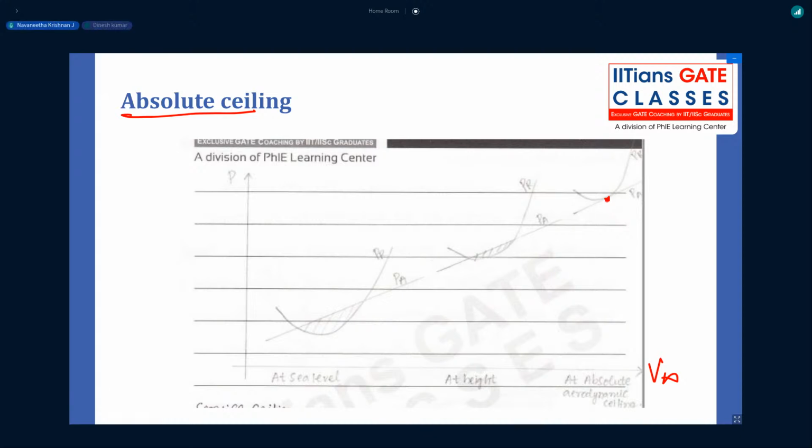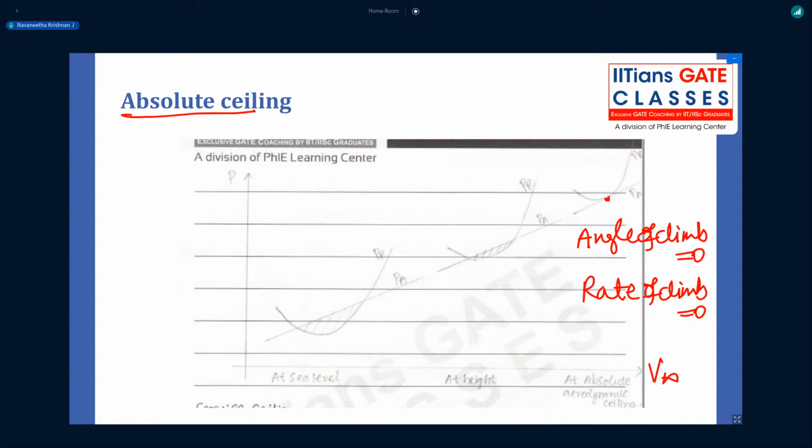So at absolute ceiling, what happens? Angle of climb, gamma, becomes zero. Rate of climb becomes zero. Power available is just equal to power required at one particular velocity only. For all other velocities, power required will be far greater than power available. So beyond that altitude, the aircraft cannot fly.